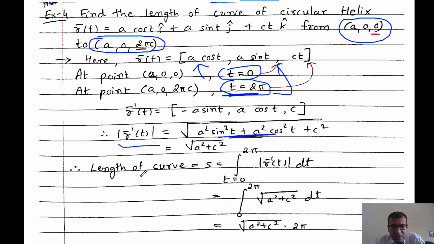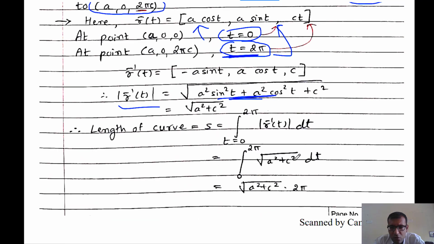Now you know the length of the curve s is equal to the integral with limit 0 to 2 pi of mod r bar dash of t dt, and that is 0 to 2 pi of square root of a square plus c square dt. Now a square plus c square is constant, okay, and integration of dt is t, and when you put the limit 0 to 2 pi, it is 2 pi. So your answer is under root a square plus c square times 2 pi, okay.